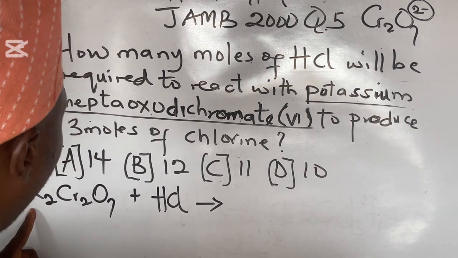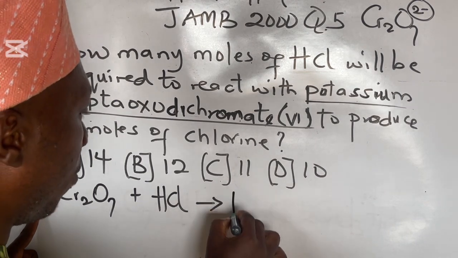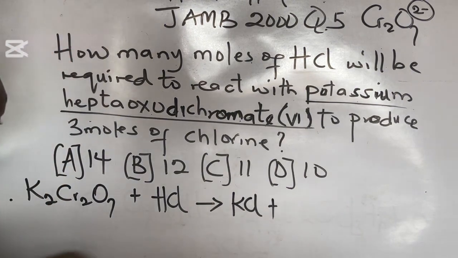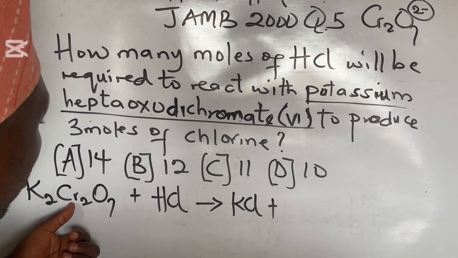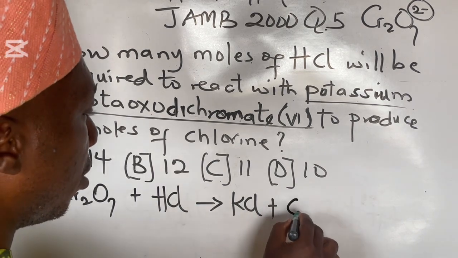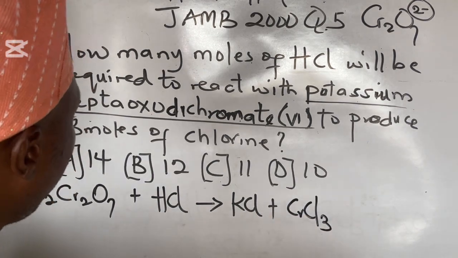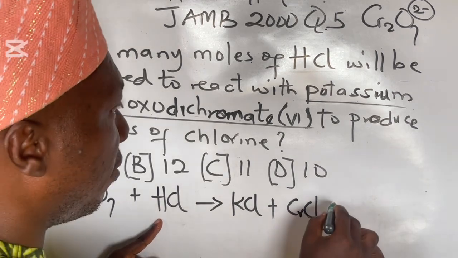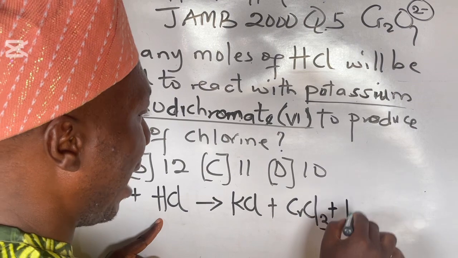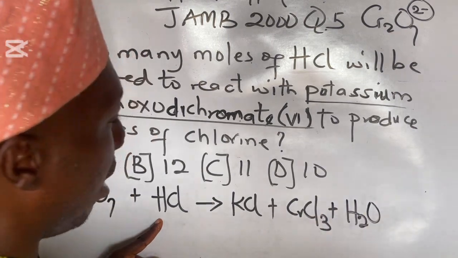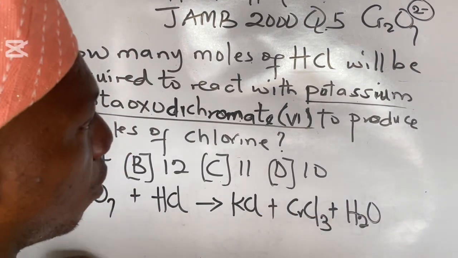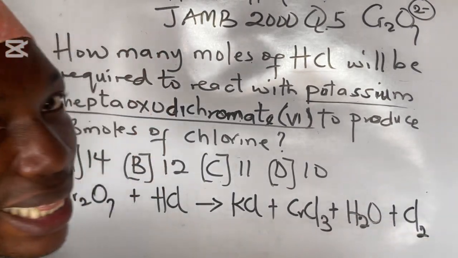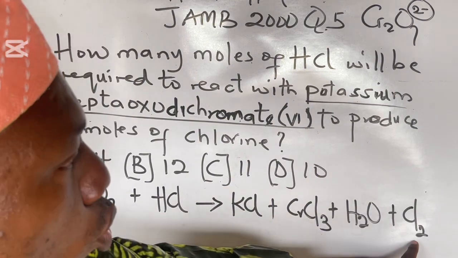So let's start that. Potassium with chlorine, we have potassium chloride, reacting with chromium with chlorine, that's chromium 3 chloride. We now have oxygen and hydrogen, gives water, and we are told it will liberate chlorine. So we have chlorine. Chlorine is diatomic, that's why it has 2.